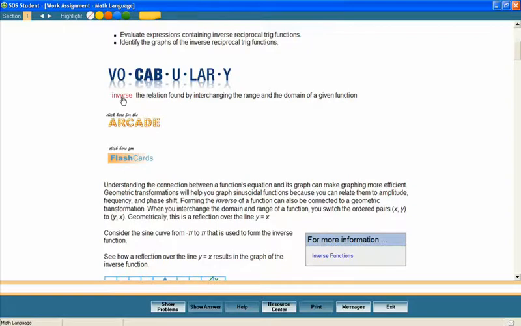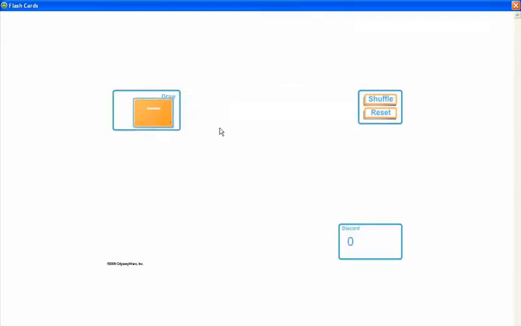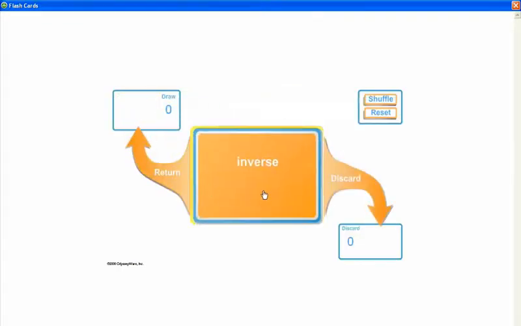A Vocabulary Games arcade provides additional practice designed to help students to learn the spelling and definitions for the vocabulary from the lesson. Flashcards provides a fun way for students to review the definitions for the vocabulary words. Here's a sample.